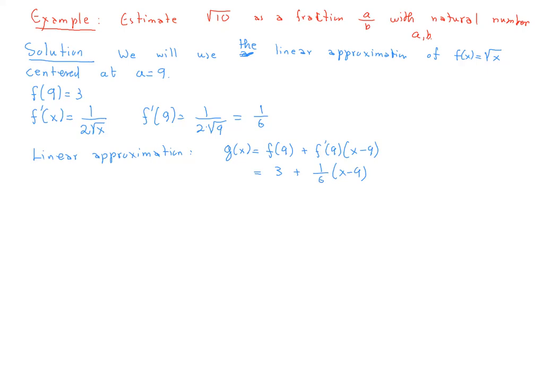So f of 10 is going to be approximately equal to g of 10. And g of 10 is how much? So it's 3 plus 1/6 times 10 minus 9, which is 3 plus 1/6, and that's 18 over 6. That's what 3 is, plus 1/6. That's 19 over 6. So our final answer is that the square root of 10 is approximately equal to 19 over 6.